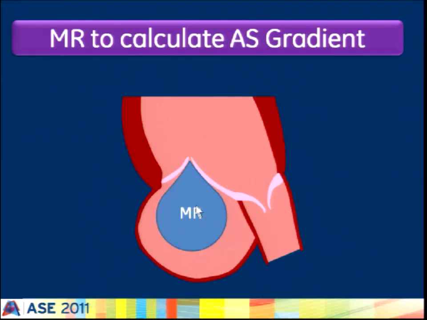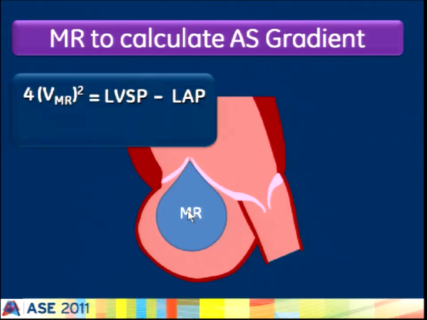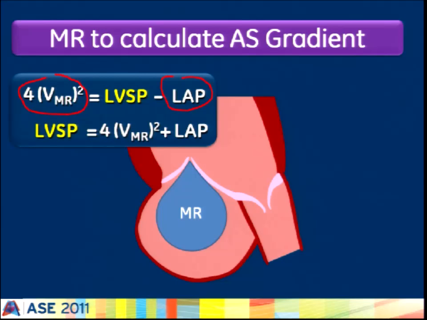So if you've got mitral regurgitation, remember that the mitral regurgitation velocity using 4V squared will tell us the pressure difference between the left ventricle in systole and the left atrial pressure. So if we can measure the MR velocity, and if we can estimate the left atrial pressure, we can then rearrange this equation to calculate the left ventricular systolic pressure.